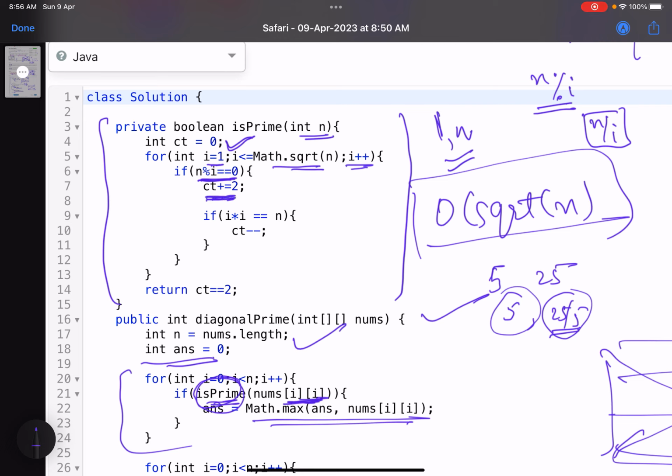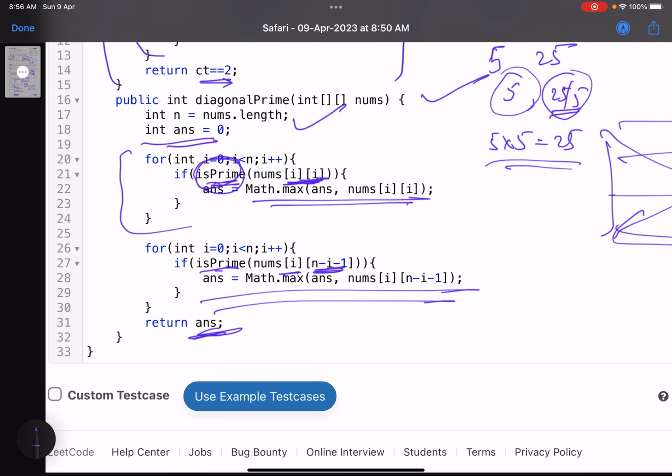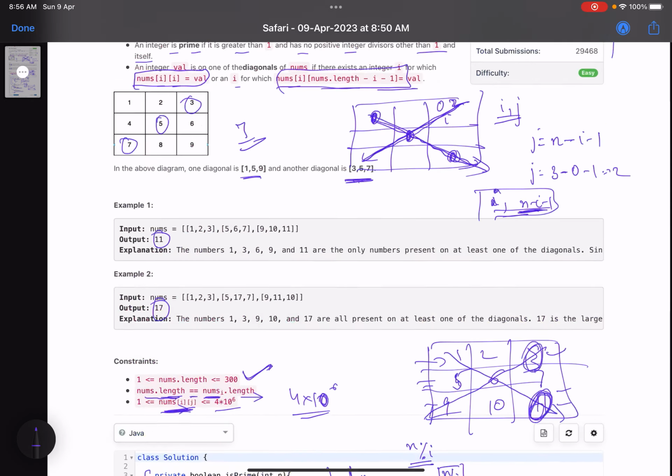So I just check if I into I equals n. Like in this case, if 5 into 5 equals 25, that means it is just the same number, but I'm counting it twice. So I do count minus minus. So I keep on doing this till math dot square root of n, and finally I return if count equals 2. That means if the given number has just two factors, 1 and the number itself, so I return true, else I return false. So this is what this function is doing.